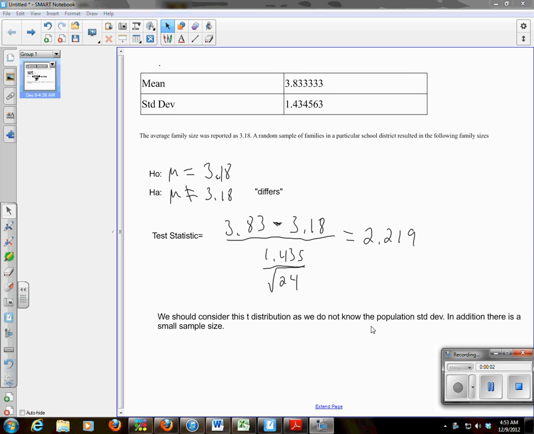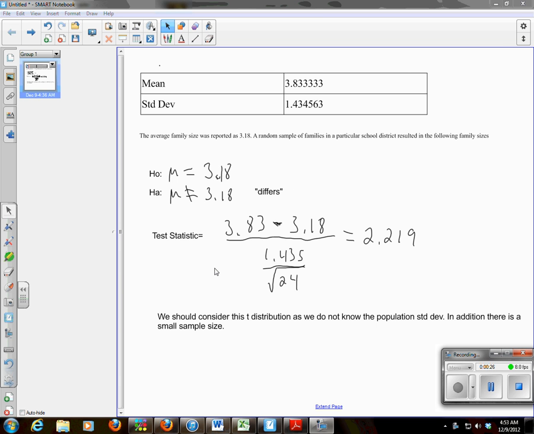So I went out and on the spreadsheet I calculated the mean and the standard deviation for that set of data, and that's what I came up with. So then I set up the two hypotheses. Is the mean equal to 3.18 or is it not equal to, because it differs, and then the problem, all right? So it makes it a two-tailed test. You seem to understand that in the live session, so we won't dwell on it.